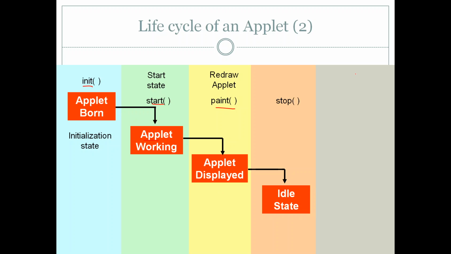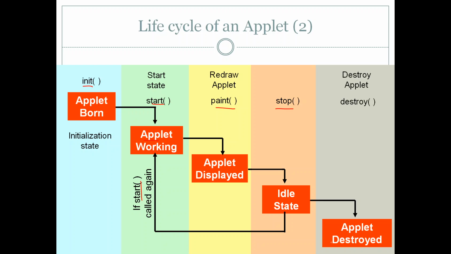Then if the stop method is called, the applet is said to be in the idle state, and from the idle state the applet can again move back to the working state by using the start method. Or the applet can be destroyed by calling the destroy method. As I have said, when we click the close button of a browser or a window, the applet is destroyed.